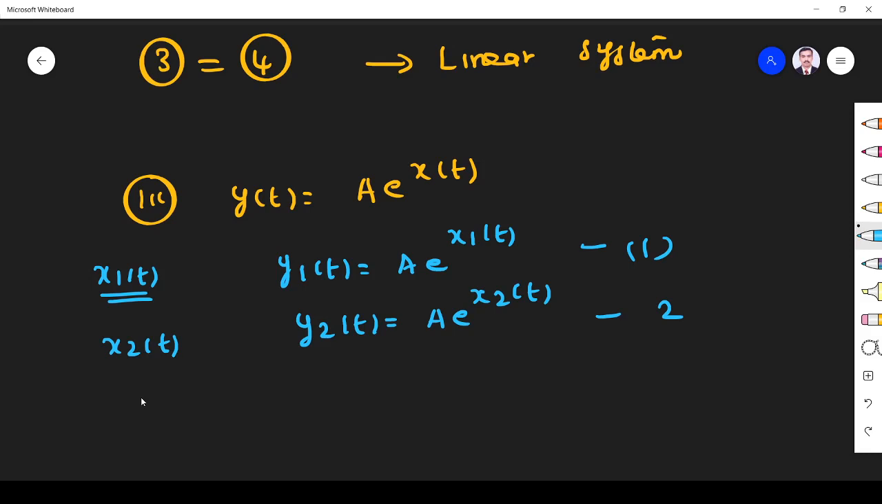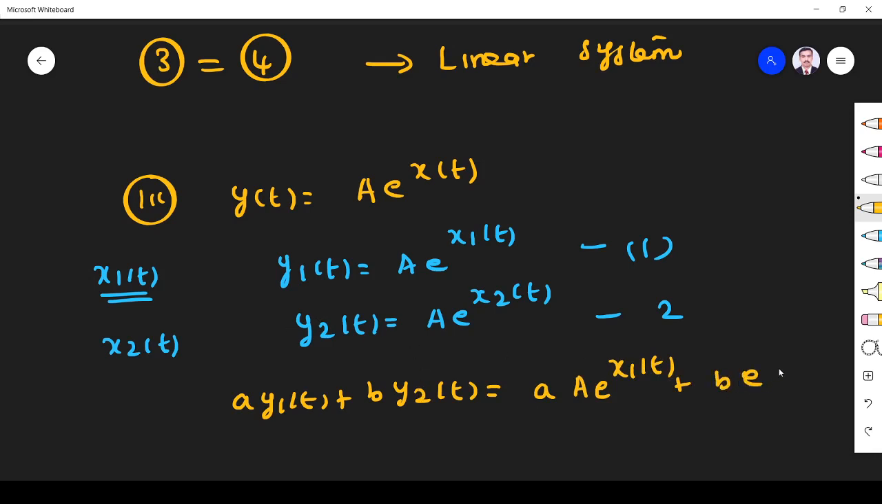Next, what I have to do? I have to get weighted sum of output. I weight output 1 by a, output 2 by b. So what I do? A into, first one is scaled by a into e power x1 of t. y2 is scaled by b. So b into a e power x2 of t.